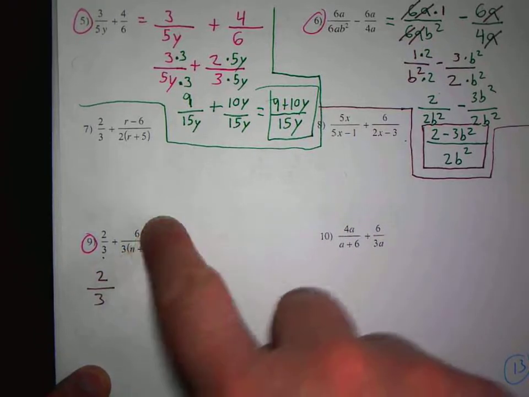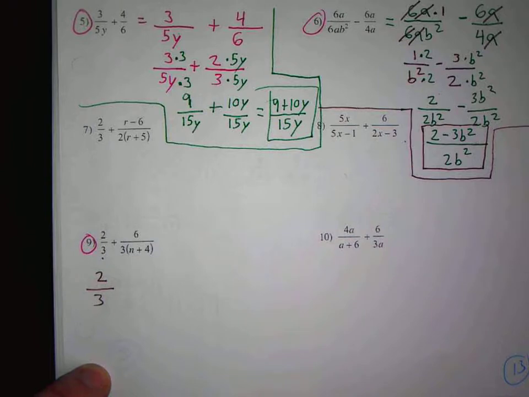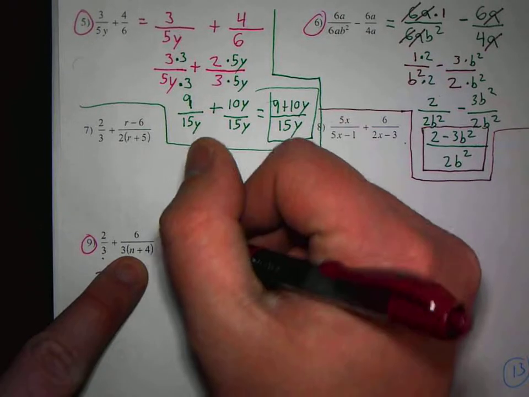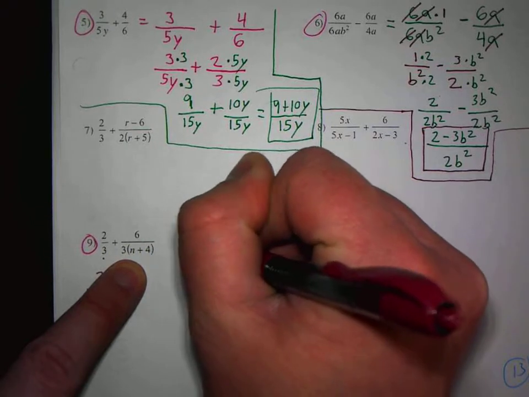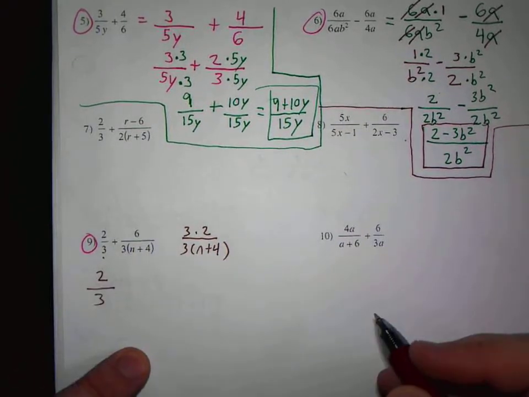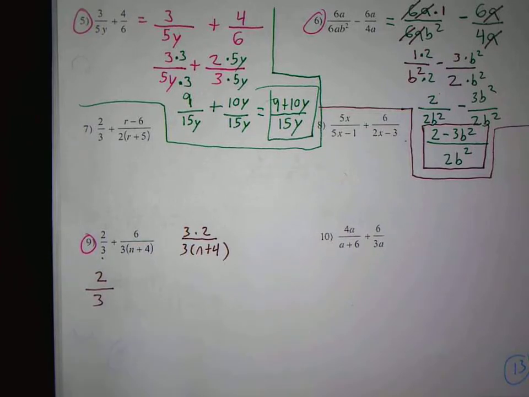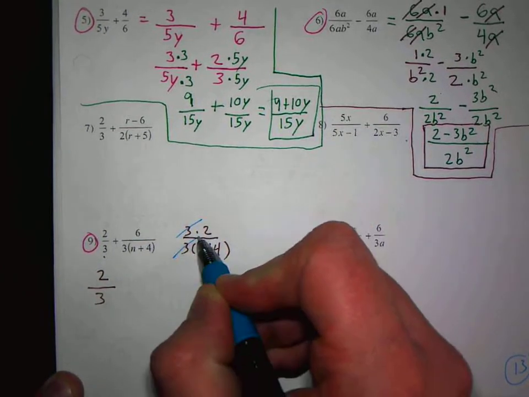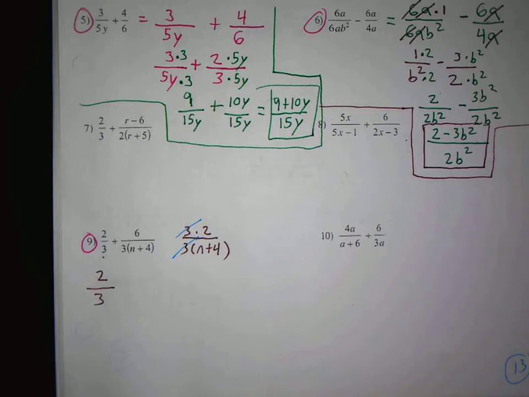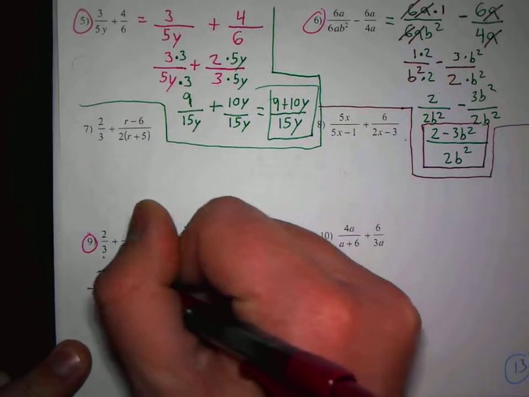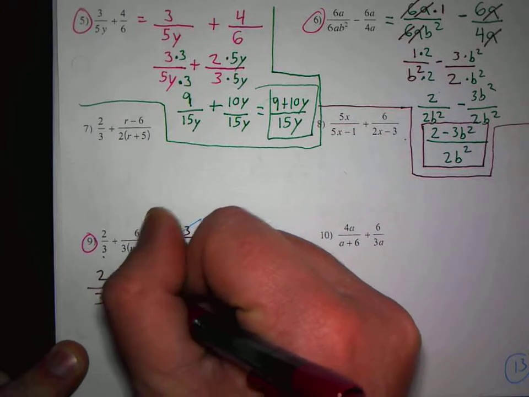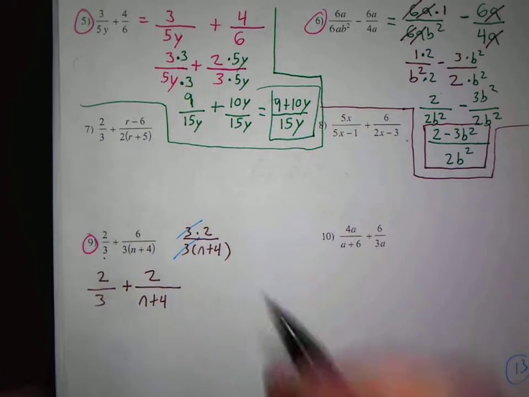What about here? Does anything reduce? Well, isn't 6 3 times 2? So couldn't I cancel the 3's? Now you don't have to reduce before you add and subtract, but if you do, it is so much easier, believe me. So I get plus 2 over n plus 4. And I don't need parentheses.